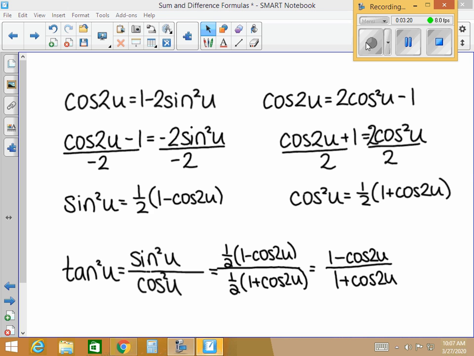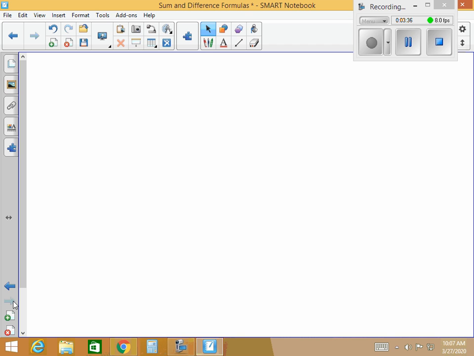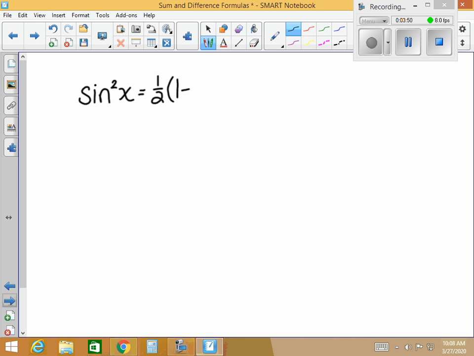These are the power reducing formulas. They're found in that right column on the note card in the back of your book on that cardboard flap there. So if I'm wanting to use those, maybe I have sine squared x. All I'm doing is changing the u into an x here. I'd have 1/2 times 1 minus cosine 2x.